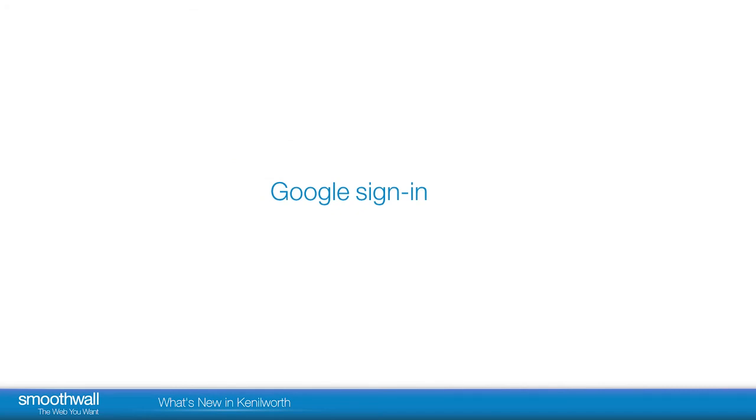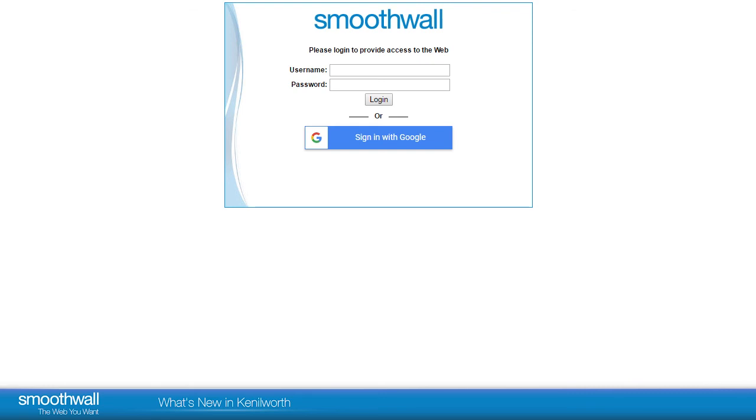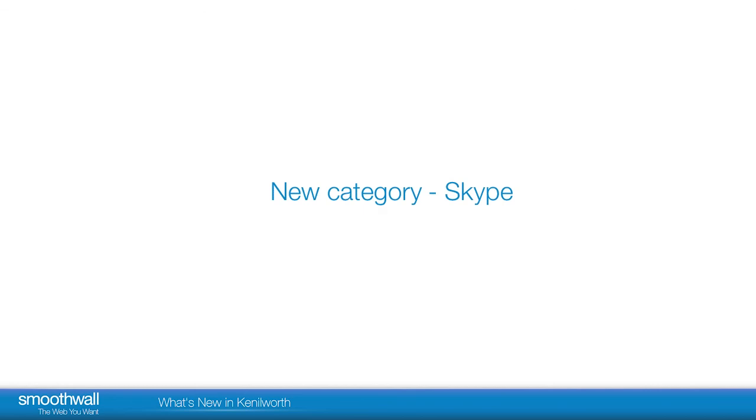Google Sign-In. The Google Sign-In button has been brought to the user login pages, allowing you to add the Google Sign-In button to your SSL or non-SSL login page for G Suite authentication purposes. Use your Google credentials for single sign-on, one click and you're in. Skype, a new category to help you allow Skype for users in your organization in a simple and secure way.